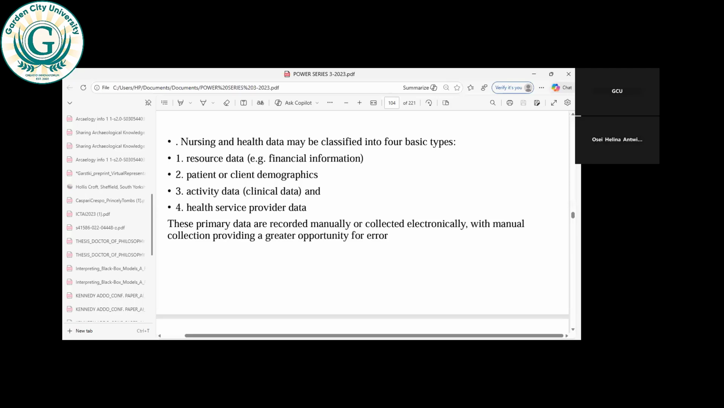Yes, sir. Thank you. But if you look at, for instance, health service provider data, staff performance appraisal, all of them fall within the ambit of what? Health service provider data. Okay. Can I make progress from here?